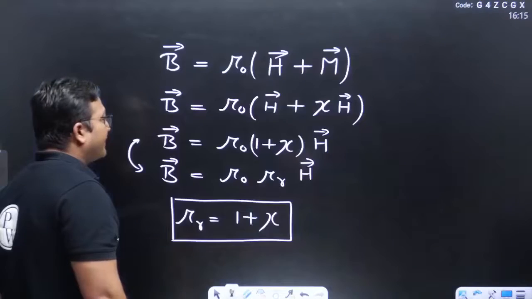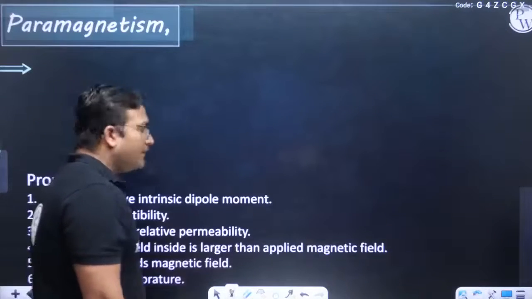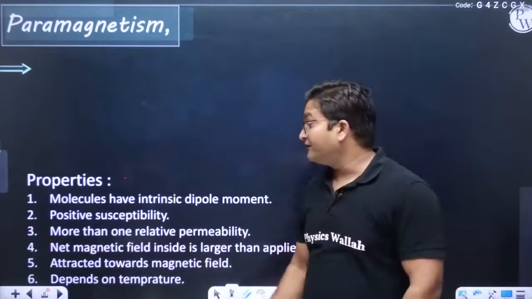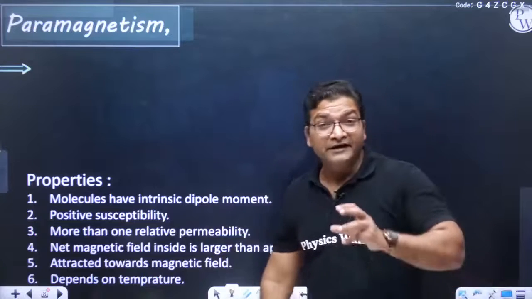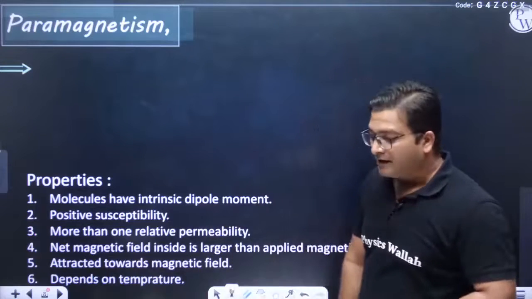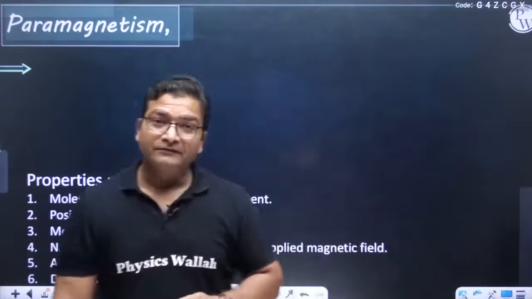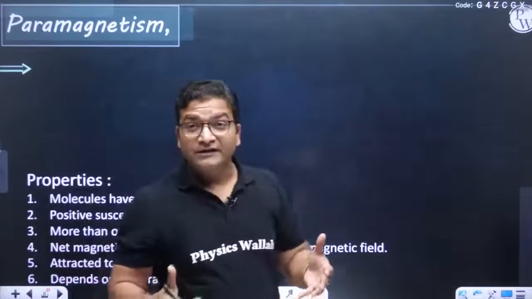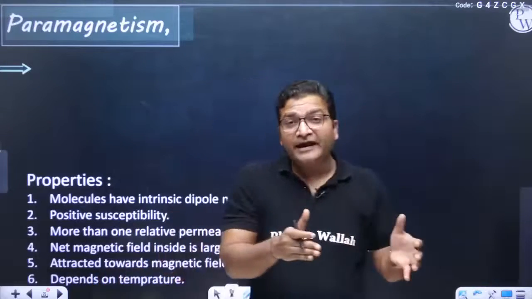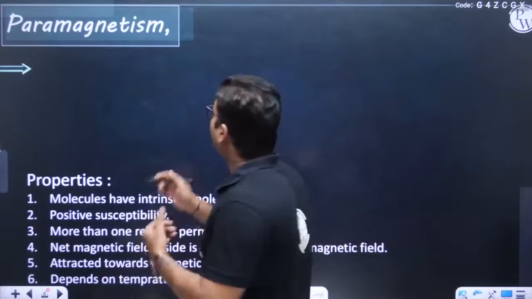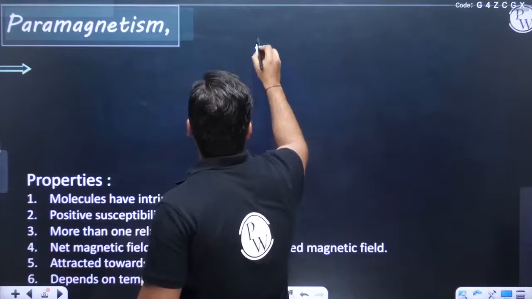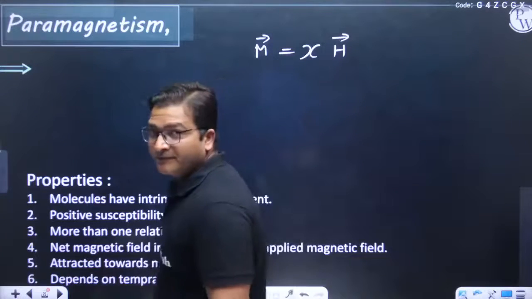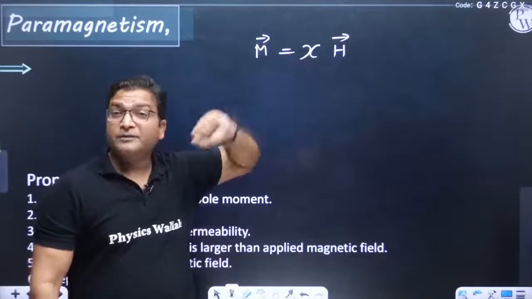So what is the paramagnetic substance? Let me explain the properties. The molecules of paramagnetic substances have intrinsic dipole moment, means they have their own dipole moment. They have positive susceptibility, means when H is applied, the magnetization occurs, and the direction of magnetization is in the direction of H. So they have positive susceptibility.